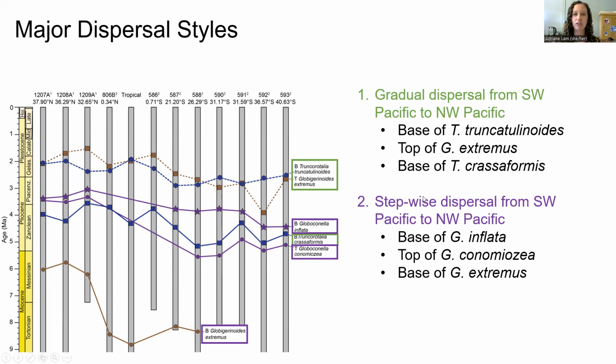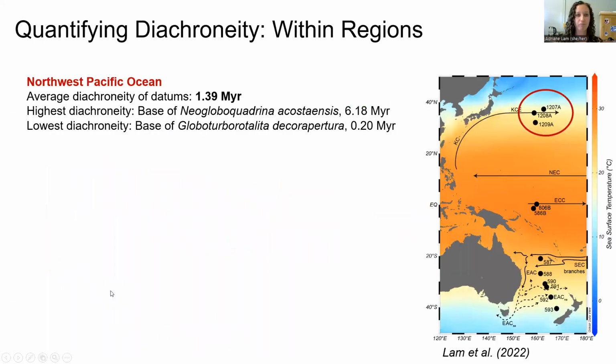But there's also this other kind of stepwise dispersal from the Southwest Pacific into the Northwest Pacific. So these are species like the globocannelids are doing this. Globigerinoides extremus is also, you could say, an extreme example of this. But it's here in the tropics and the mid-latitudes of the Southwest Pacific, and then it leaps up into the Northern Hemisphere in the Northwest Pacific Ocean.